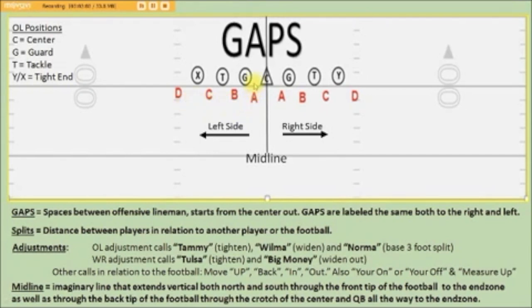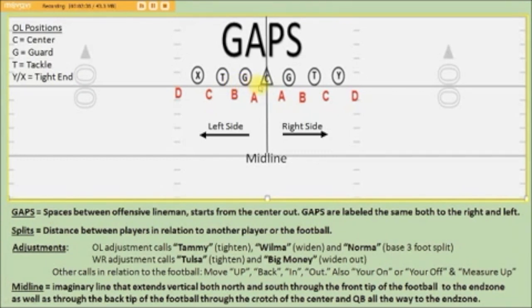So we're talking about the specific space, the location, the bubble we might refer to it as, between each offensive lineman in our formation. Now the splits is a term to describe the distance between the players in our offensive formation. So we'll start here between our center and our guard and tackles here.